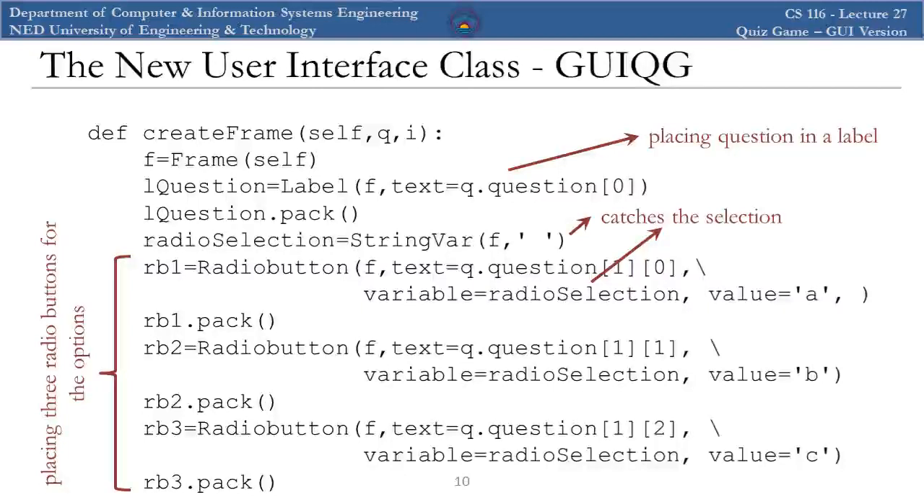So in a nutshell, what will happen here? Here I have defined a GUI type string variable, radio selection, and whichever radio button the user selects, its corresponding value will be transferred to radio selection. And I'll then read this radio selection variable and we'll see if the answer is correct or not.